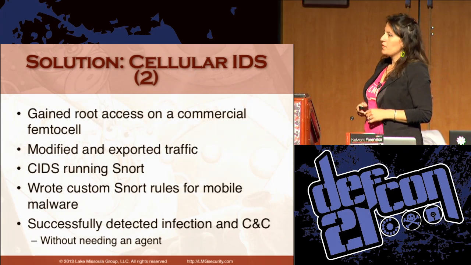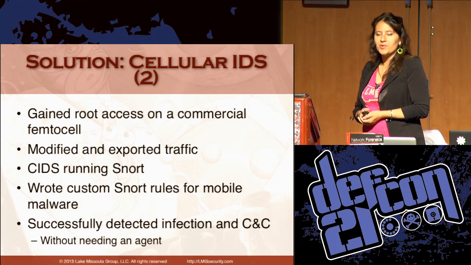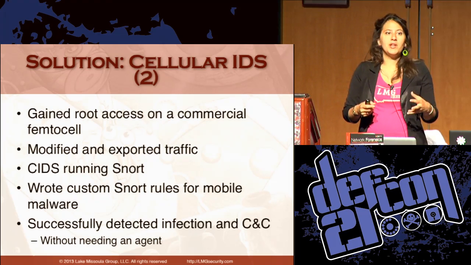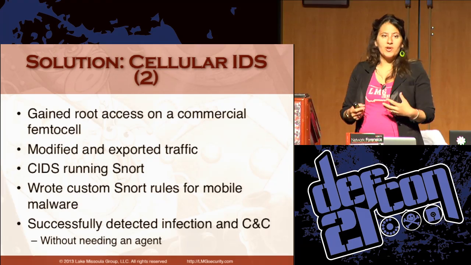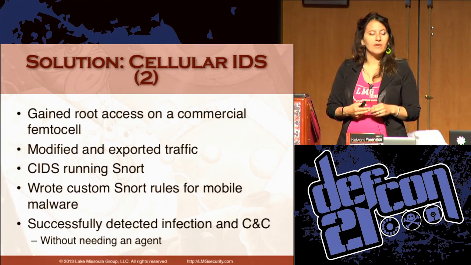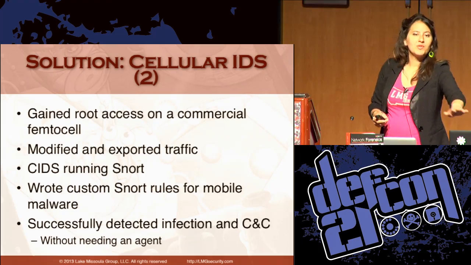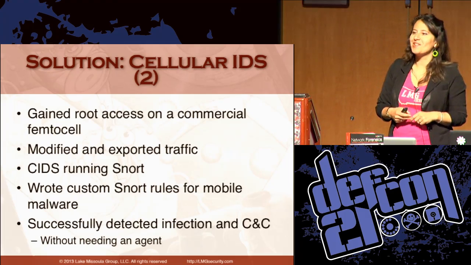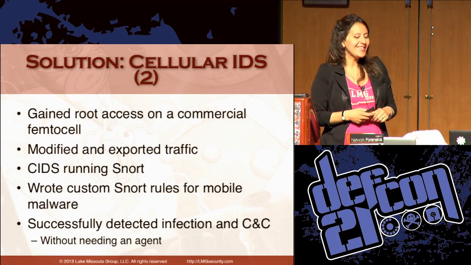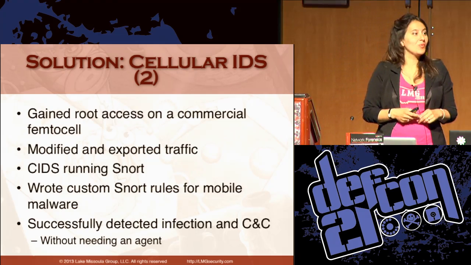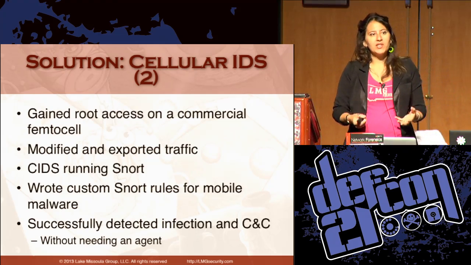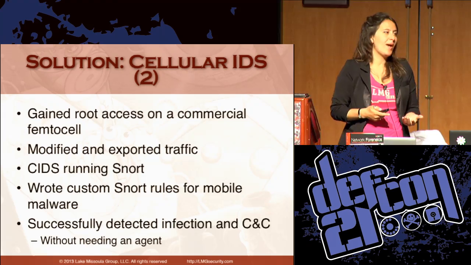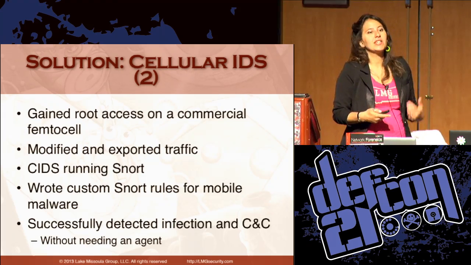So we gained root on the commercial Verizon femtocell, and then we modified the Linux open source software on it so that it started exporting traffic, and David will go into this in more detail in a few minutes. Then we sent it off to a separate system, which embarrassingly only cost us $44 on eBay. It was an old Dell Optiplex. That system was running Snort, and we created custom Snort signatures so that when we infected a phone with the Android Stealth malware, Snort would actually detect it and alert on it.